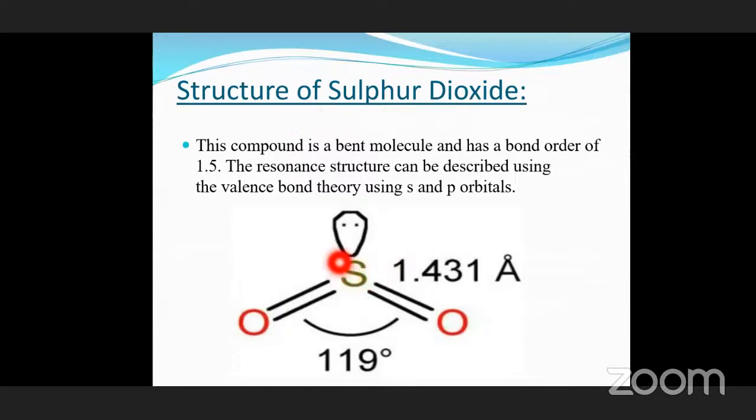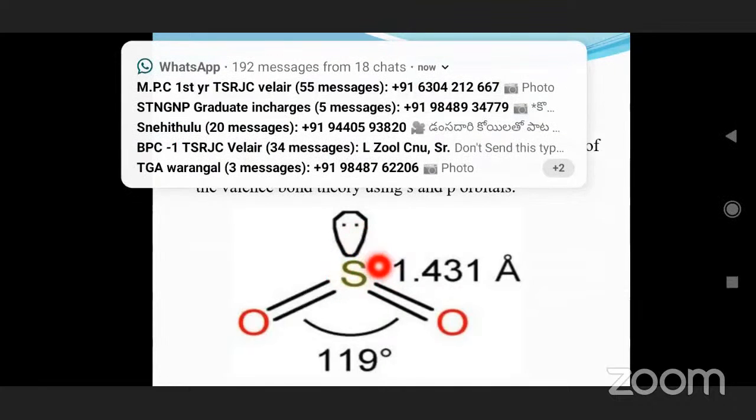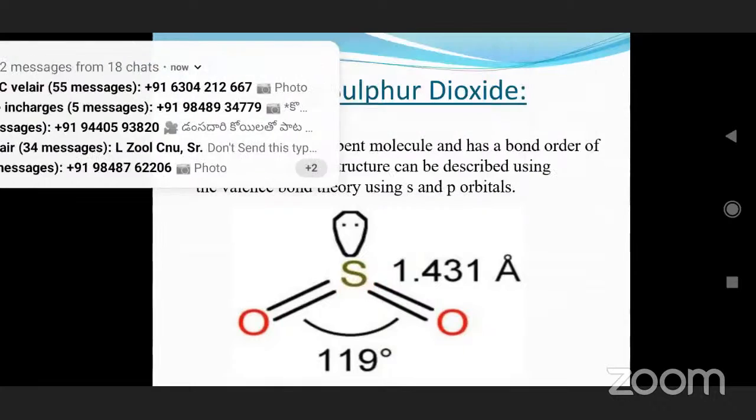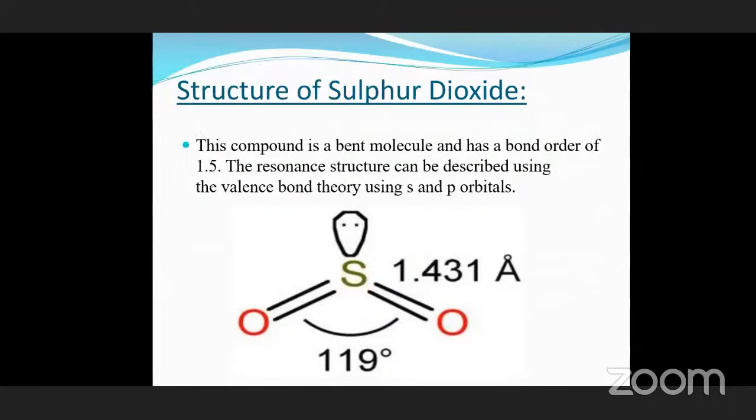Here the central atom is what? Sulfur. Around the sulfur there are 2 oxygen atoms like this. This is 1 oxygen atom, this is 1 oxygen atom. In this case, the valency of sulfur, how much? We know already, it belongs to group 6 elements. That's why the valency of sulfur is also 6 electrons. That means around the sulfur there are 6 electrons.